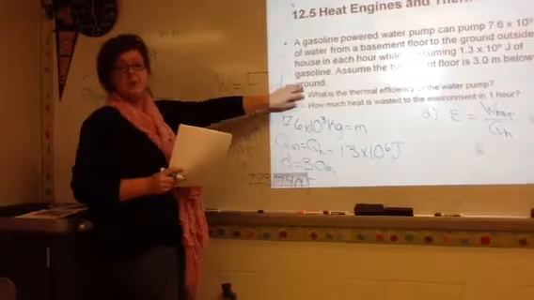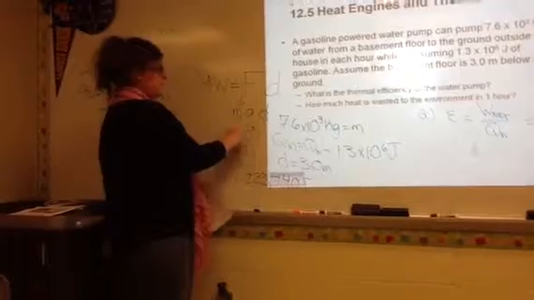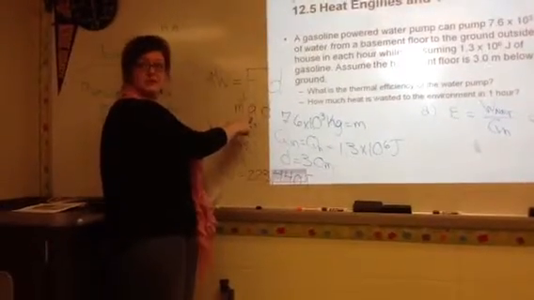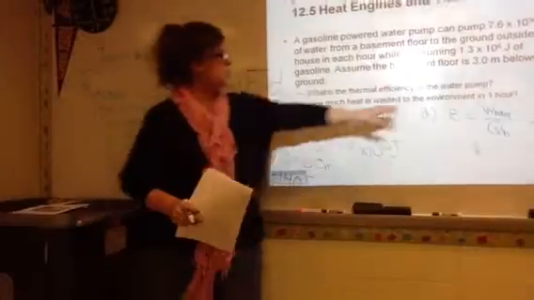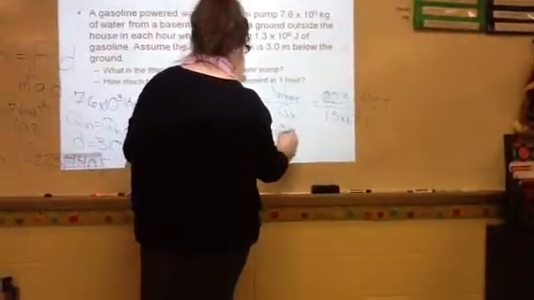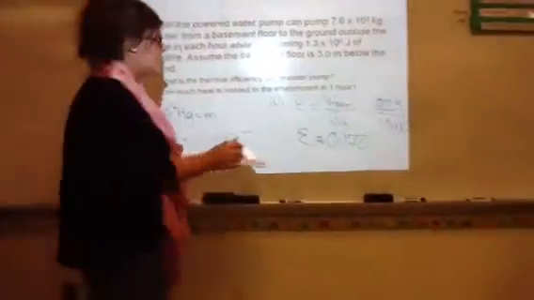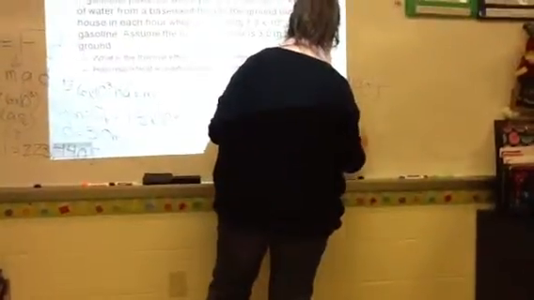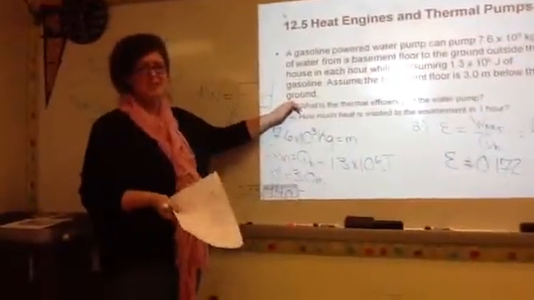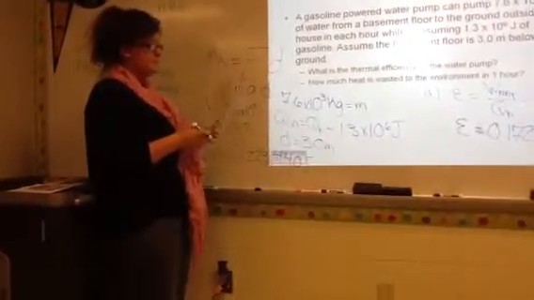I consider this to be a hard problem because you had to realize that you needed to do this first, and you had to know that its acceleration would be the acceleration due to gravity. Once you find work, you can find your thermal efficiency. So if I divide those two numbers, we should get that our thermal efficiency is 0.172. But if we took that as a percent, we would get 17.2%. And all this means is the water pump is only 17% efficient. It's really bad. Now we need to do part B.